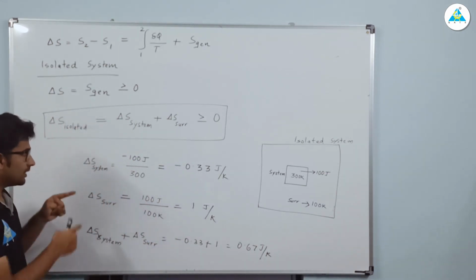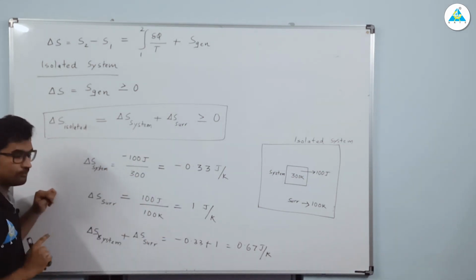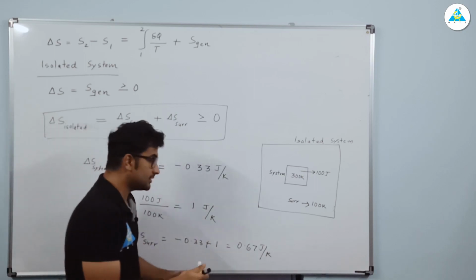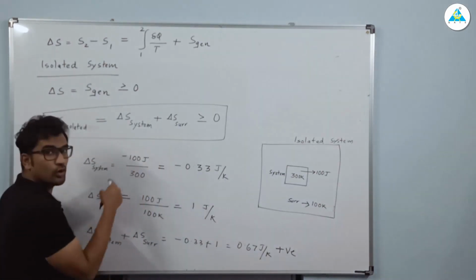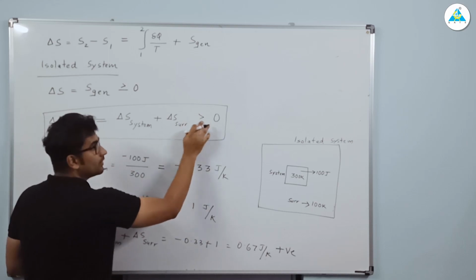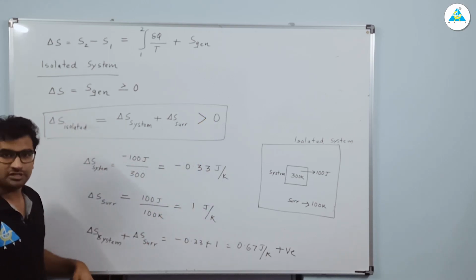Now you can see here. What is the entropy change of the system? Minus 0.33, surrounding 1, and if you add, you will get what? This value is positive, which is greater than 0. So according to this, the entropy change of the total isolated system is greater than 0. Right? Entropy change is greater than 0.